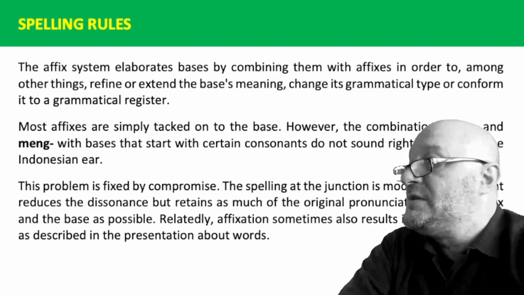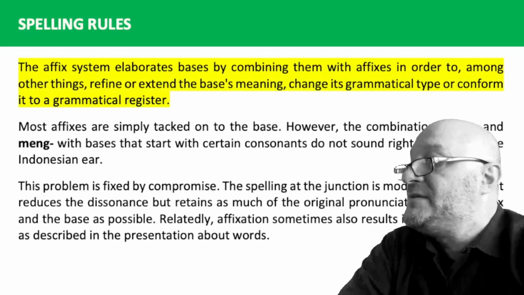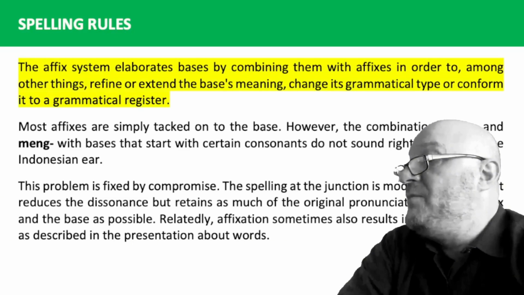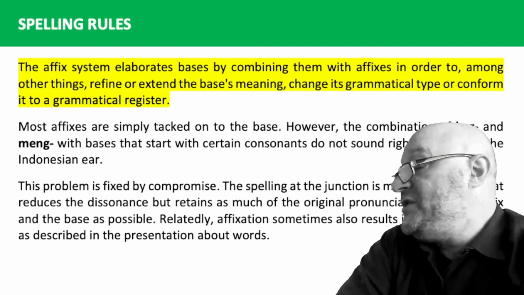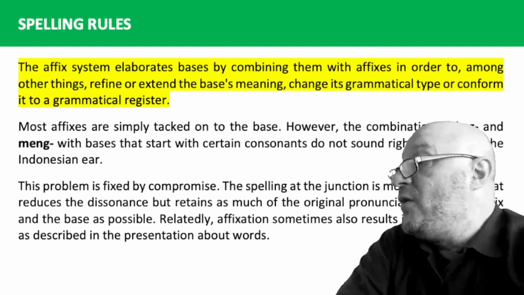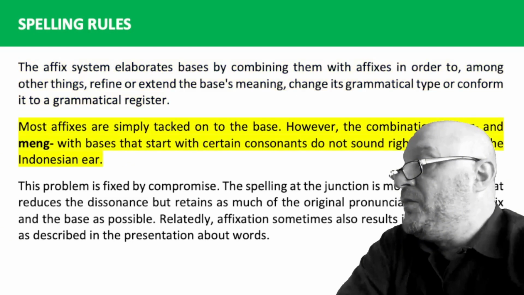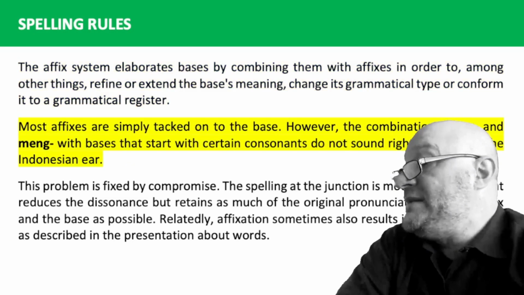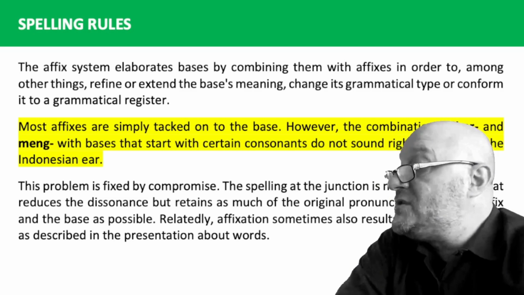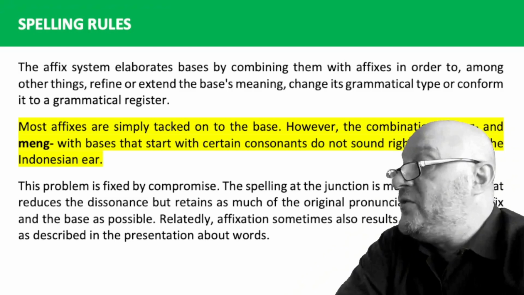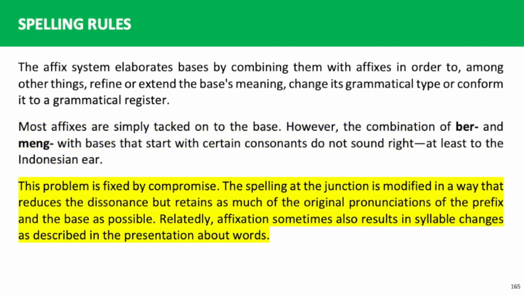Spelling rules. The affix system elaborates bases by combining them with affixes in order to, among other things, refine or extend the base's meaning, change its grammatical type, or conform it to a grammatical register. Most affixes are simply tacked onto the base. However, the combination of ber and meng with bases that start with certain consonants do not sound right to the Indonesian ear. This problem is fixed by compromise.